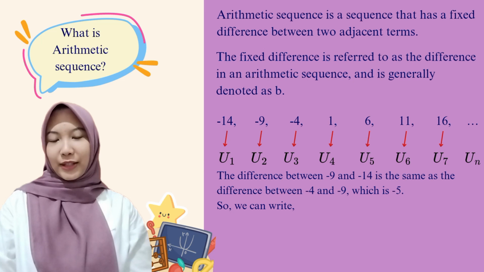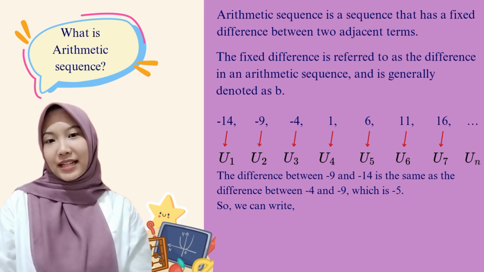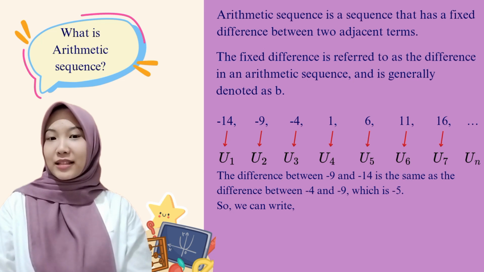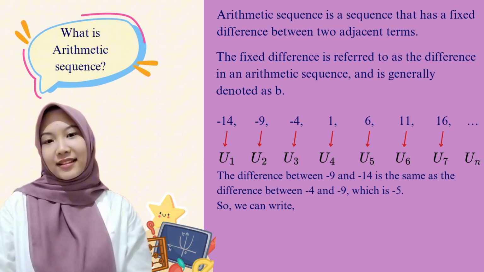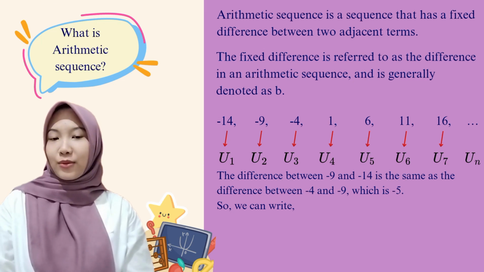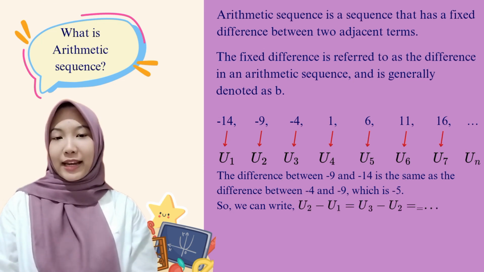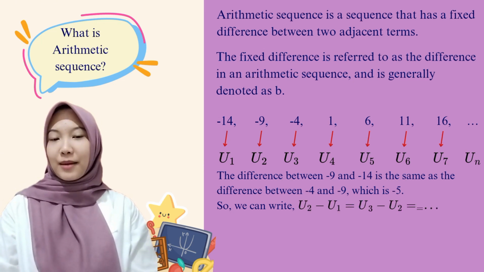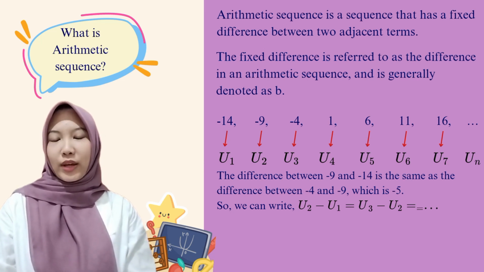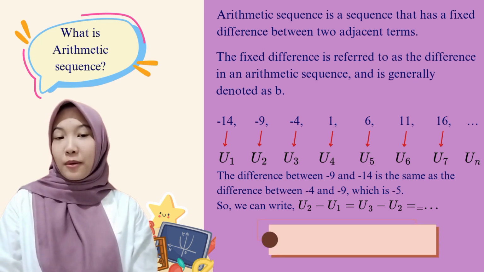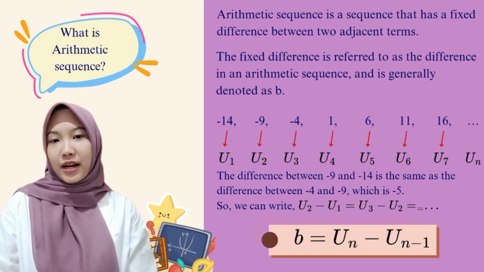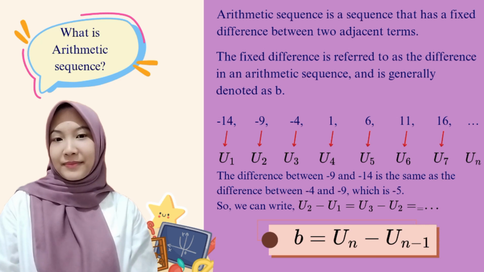The difference between minus 9 and minus 14 is the same as the difference between minus 4 and minus 9, which is minus 5. So we can write U sub 2 minus U sub 1 equals U sub 3 minus U sub 2. From this, we get the formula for b: b equals U sub n minus U sub (n minus 1).